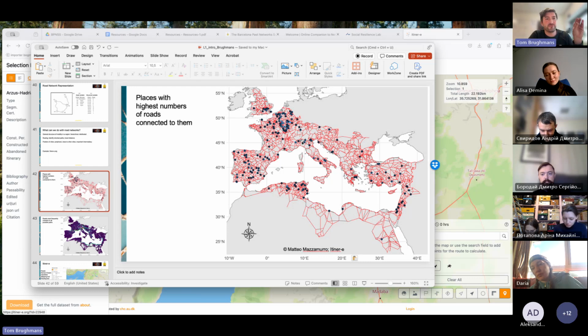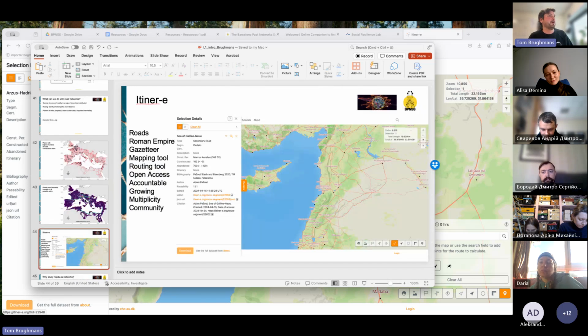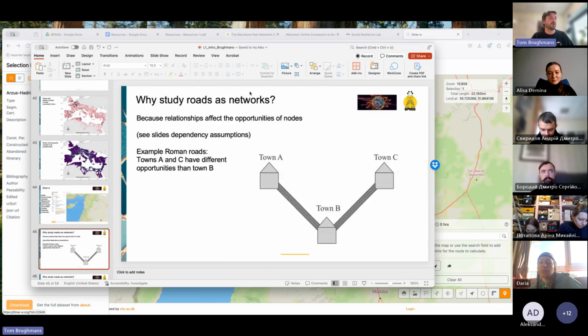And in France here, we saw this distributed system. There are a lot of places which can be reached by a lot of other places, and that's just not the case in other places. So as a Roman archaeologist, I'm interested in these kind of patterns. I'm interested in knowing which are the settlements that have a lot of connections and which are the settlements that are more peripheral on this road system.